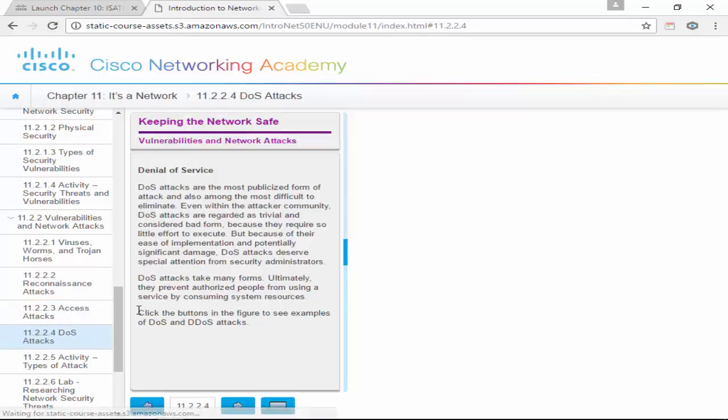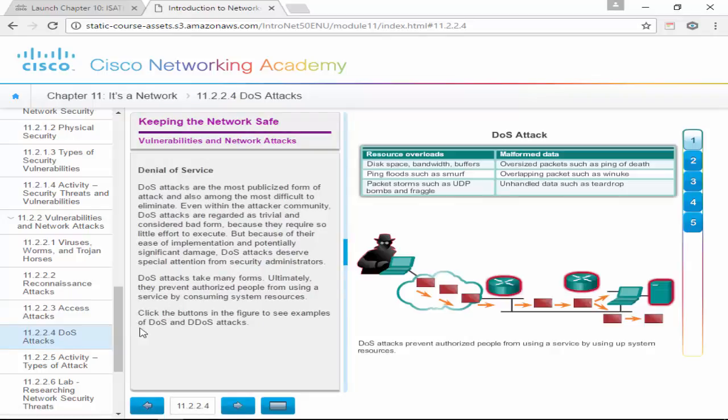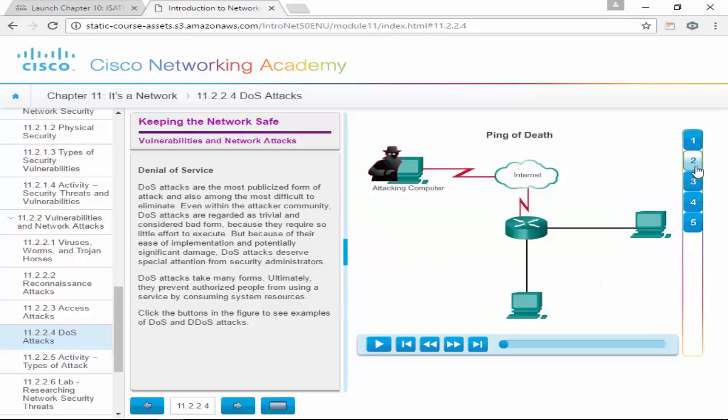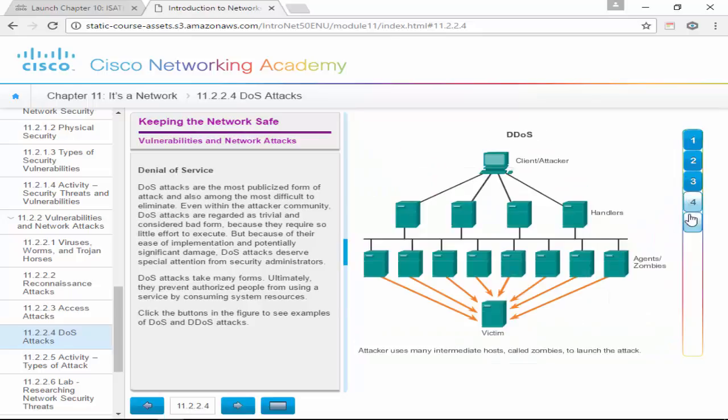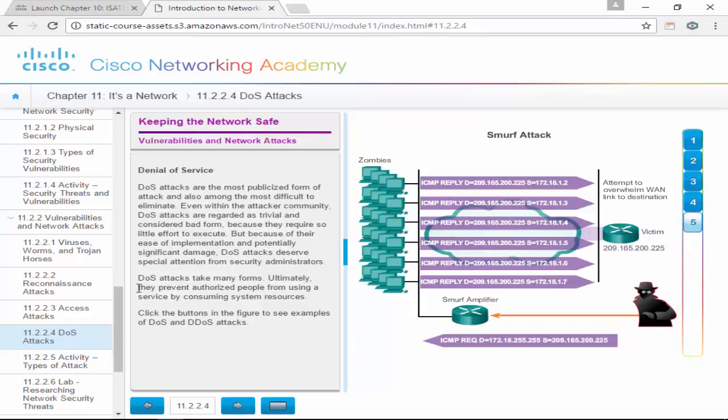Denial of service attacks will crash your server and make it so your server can't handle packets coming in, so that someone can't get your website or anything like that. If you're an e-commerce business, that's a real bad deal. So types of DoS: we could overload disk space, bandwidth, or buffers. We could ping flood, packet storm. What else? SYN flooding, Smurf attacks. Anyways, you can look at those.